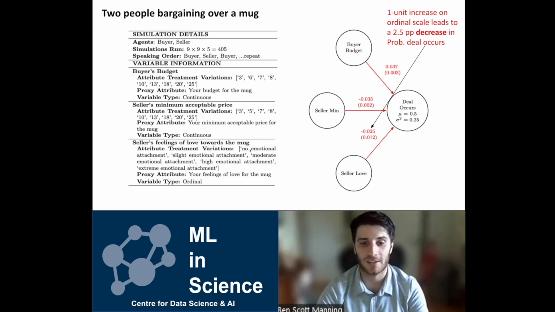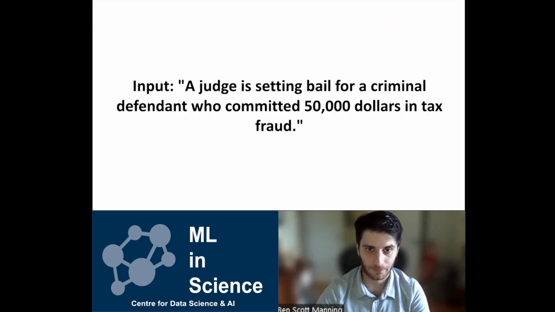So we'd have a seller with the endowed preference that it has high emotional attachment or no emotional attachment. The more emotional attachment the seller has, the less likely a deal is to occur, also unsurprisingly.